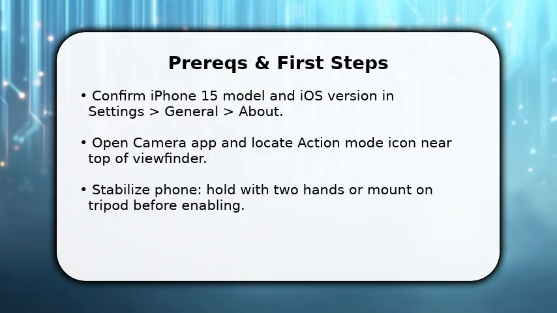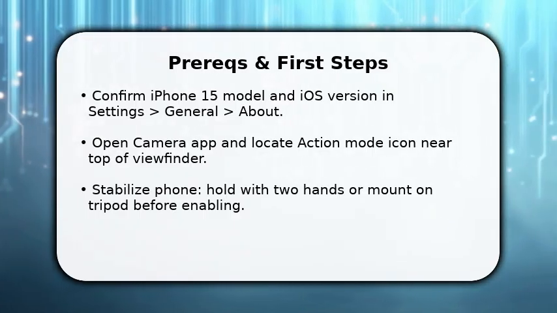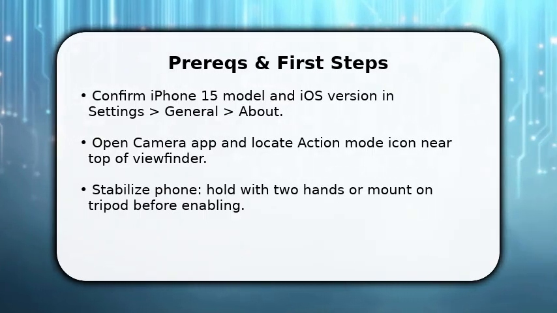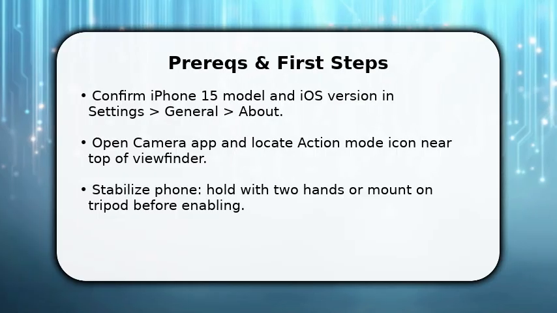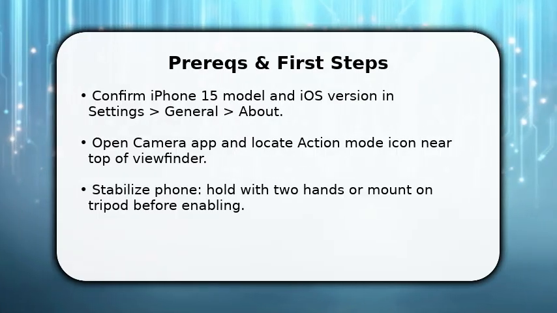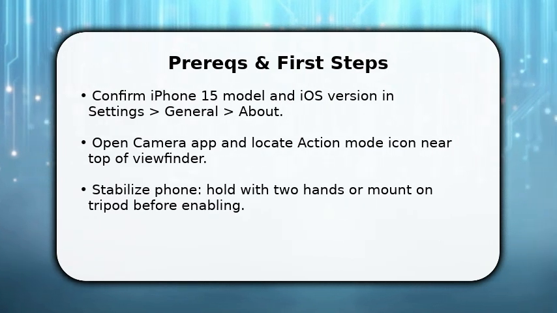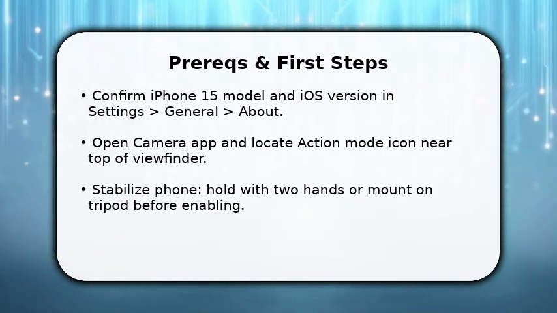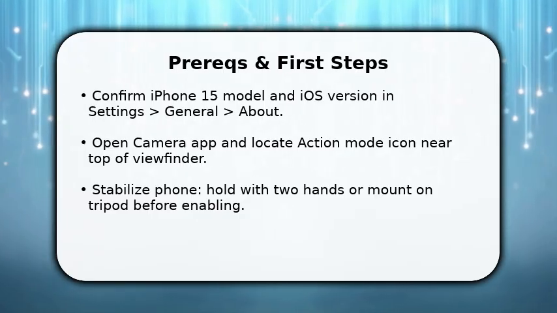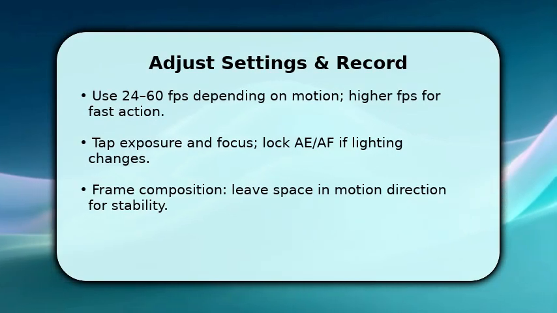Now look for the Action mode icon in the viewfinder. It appears automatically in motion scenarios. Tap the Action mode icon to enable it, and the camera will switch to specialized stabilization and processing for smooth-moving shots. Now refine settings. Choose 24 to 60 FPS depending on how fast your subject moves.